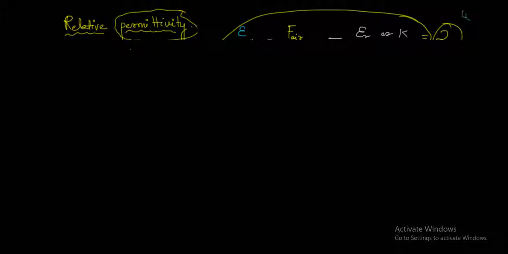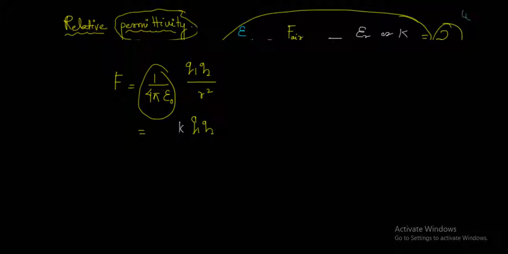In Coulomb's law, F equals 1 by 4 pi epsilon naught times q1 q2 by r square. Here this is a whole symbol, and we also wrote it with a small letter k: F equals k q1 q2 by r square, with small k. That is different from capital K, and I will explain the difference.